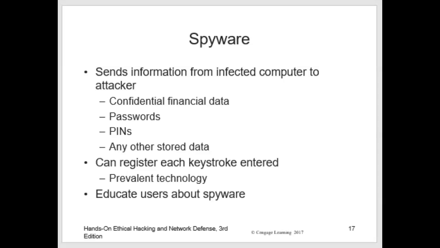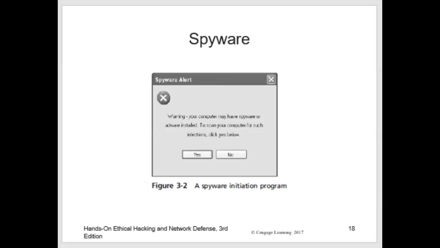So the network bandwidth is being utilized, and it actually provides a legal issue if you can determine who they are. So it's going to send information from the infected computer to the attacker, maybe your confidential financial data, passwords, or PINs, or any other stored data. It can register keystrokes like a keylogger we'll talk about later. Again, educating users is a key solution, right?